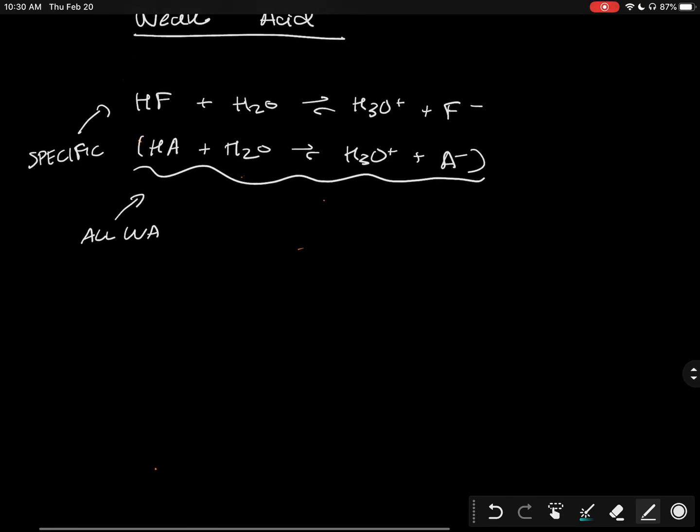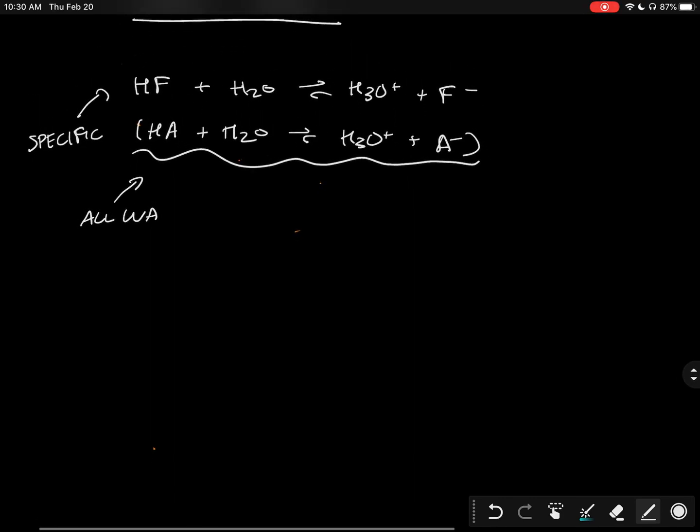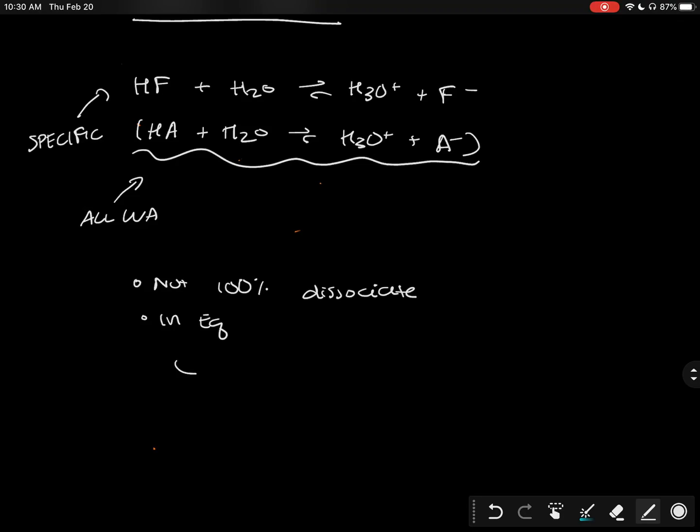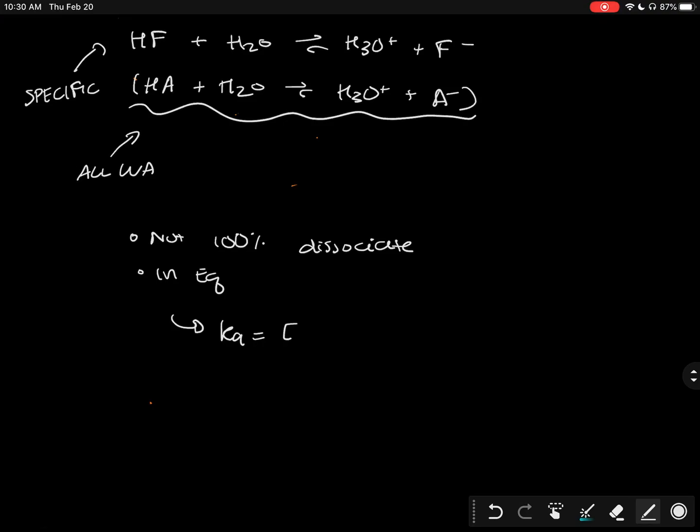Okay, so let's go backwards a little bit. First of all, it's not going to 100% dissociate. It's going to be an equilibrium. This equilibrium is given by our Ka expression. So we know that our Ka is going to be equal to products over reactants, so that'll be H3O+ times F- over HF. Every weak acid has a unique Ka.